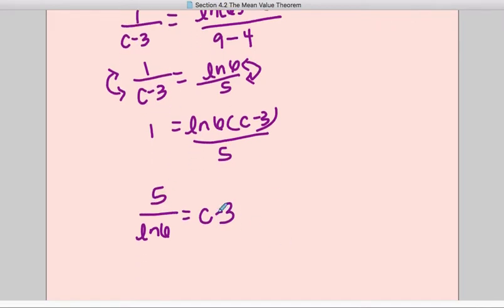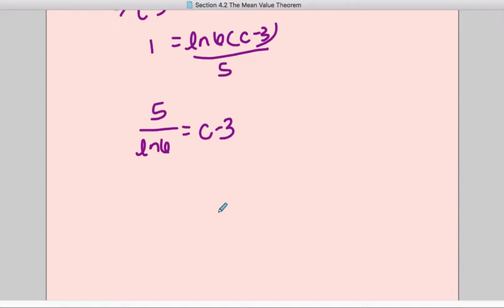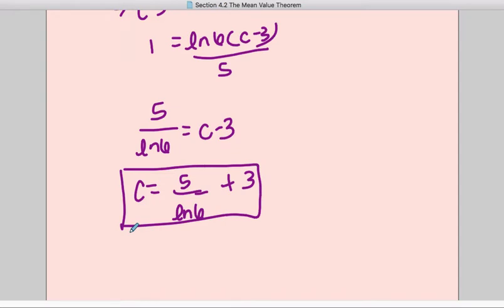And then I'm just trying to get c by itself. So c, I would add 3 to the other side. So c equals 5 over ln of 6 plus 3. That would be our c value on there. So we have some function, and we're looking at that interval, and that is the point where that would happen. Okay, so something like this.